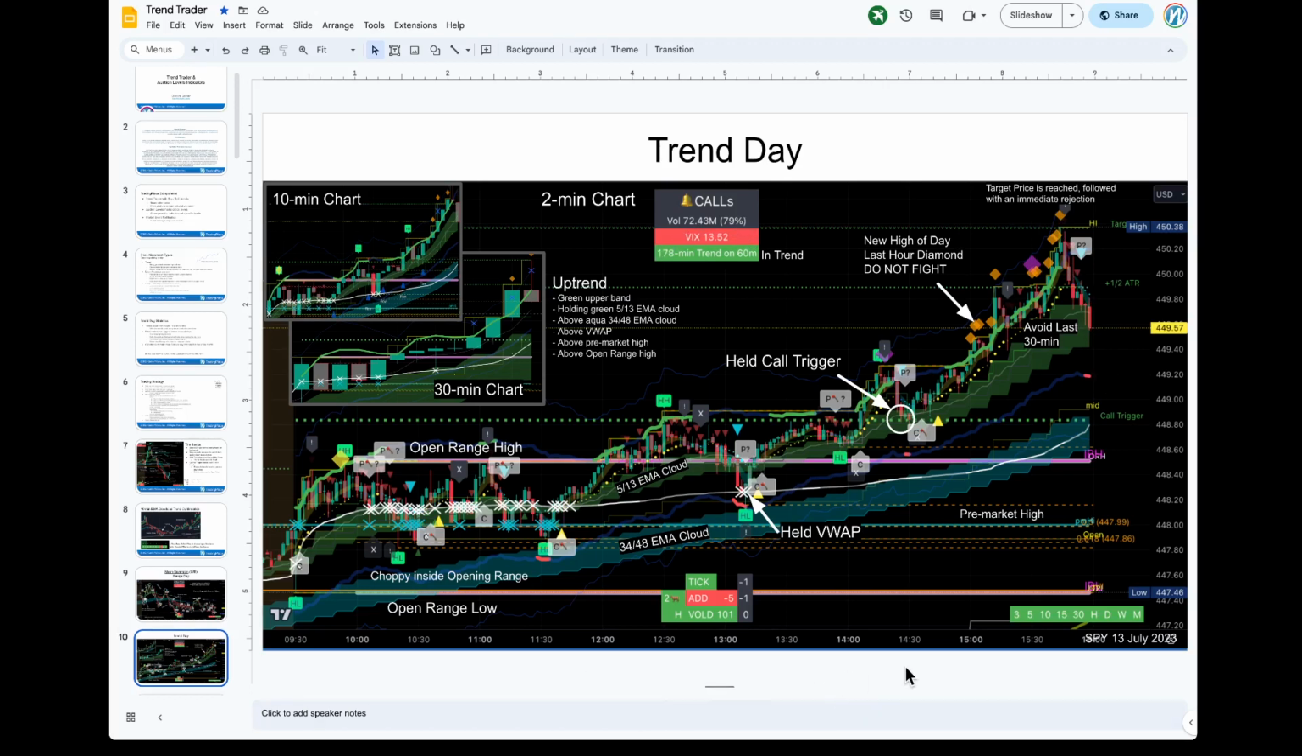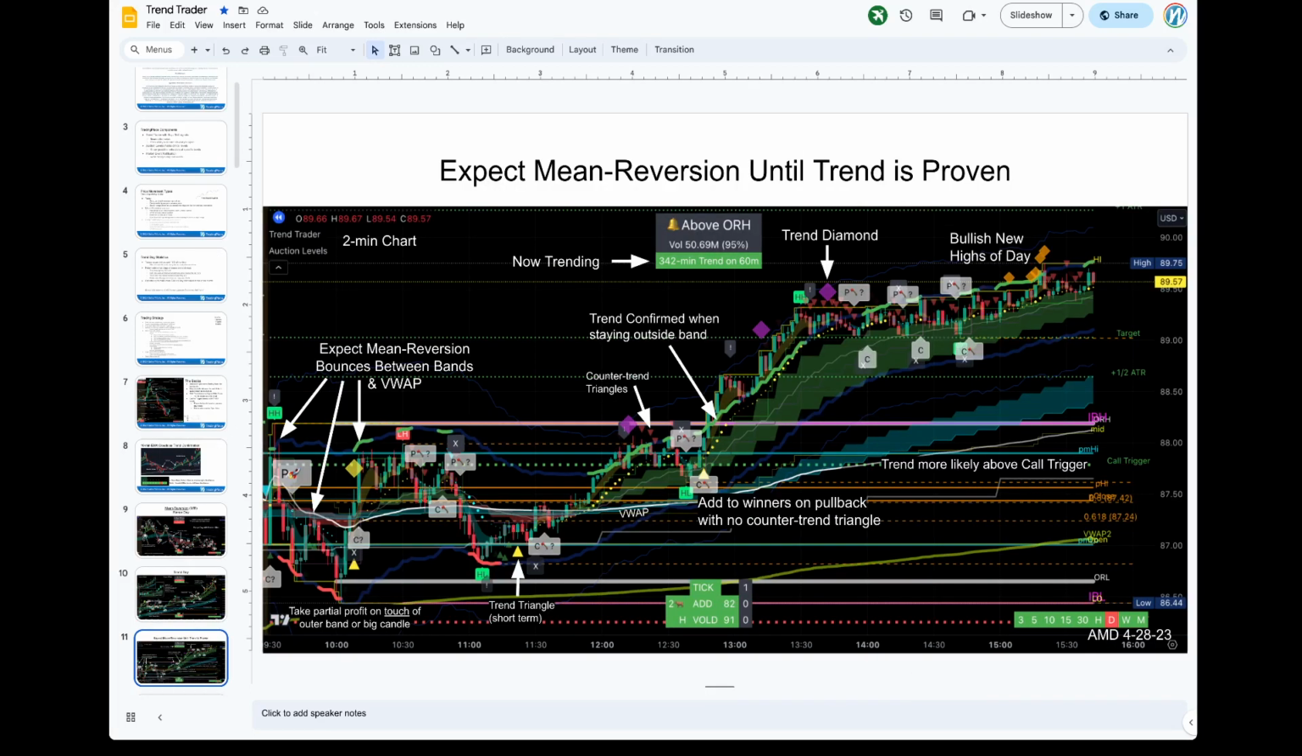You can watch the internals, and that's going to give you a good feel for what to trade. So again, you could go through these slides in detail by yourself, but just a high-level overview. Again, expect mean reversion until there's a trend. So this starts off AMD. It bounces off the bands, and then it gets here, and then you could see a trend starting.